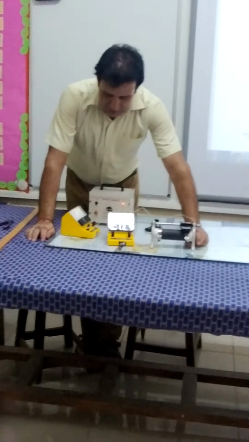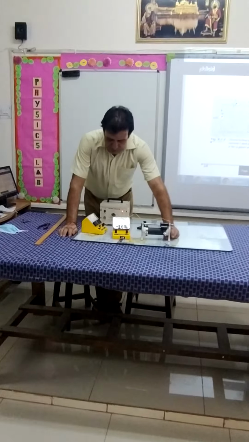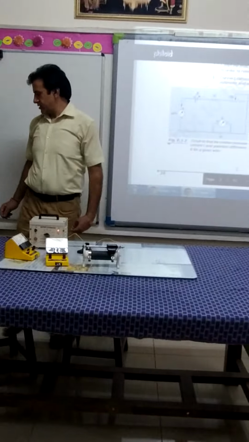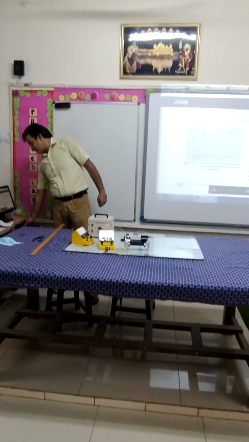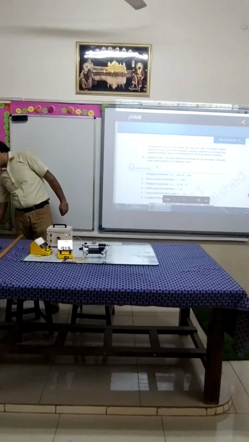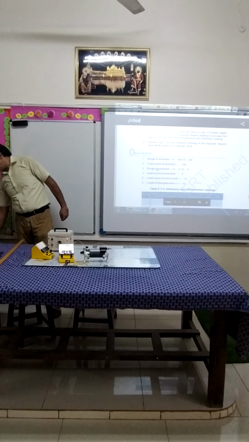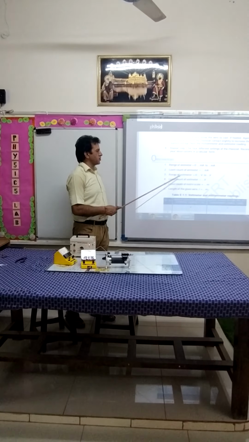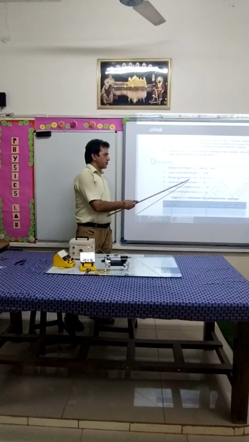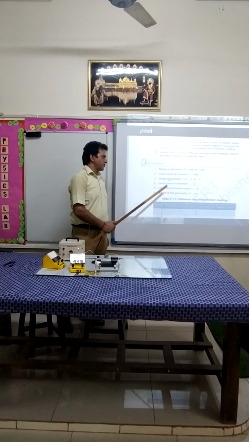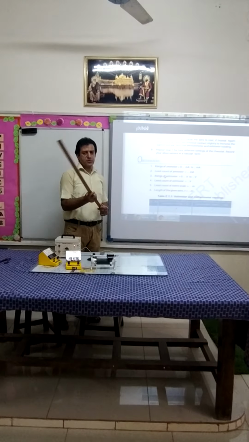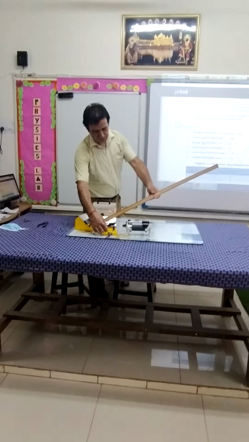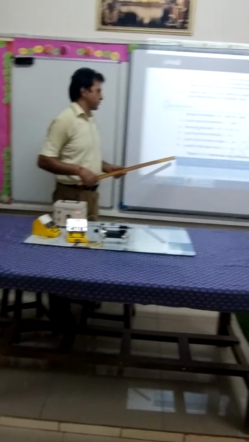Now we will slightly increase the current and we will measure the value of the milliammeter as well as the voltmeter, as given in the table. First of all we have to find the range of the meter, then the least count of the meter, the range of the voltmeter, the least count of the voltmeter, and the least count of the meter scale, with the help of which we want to measure the length of this wire of uniform cross section.